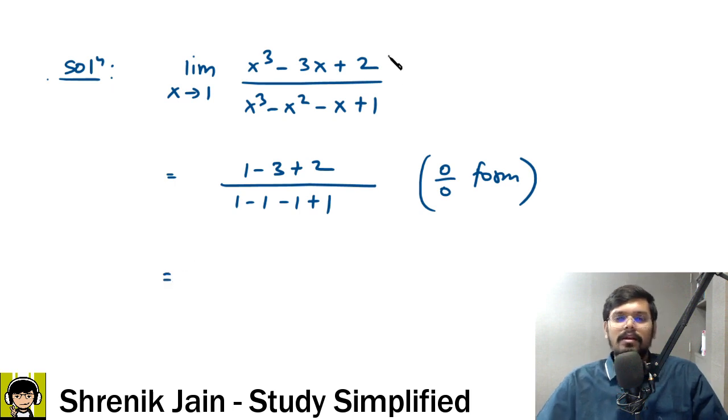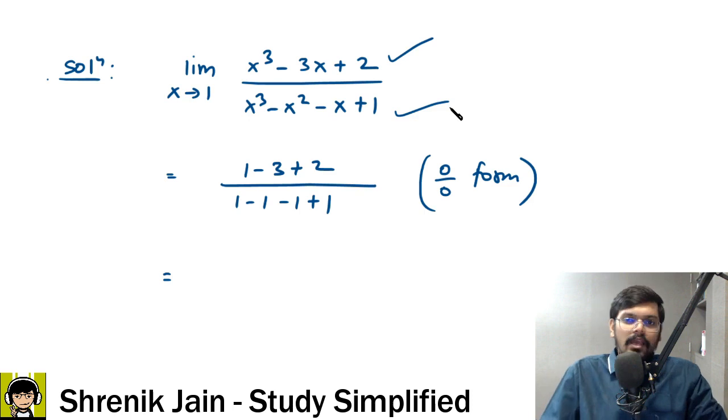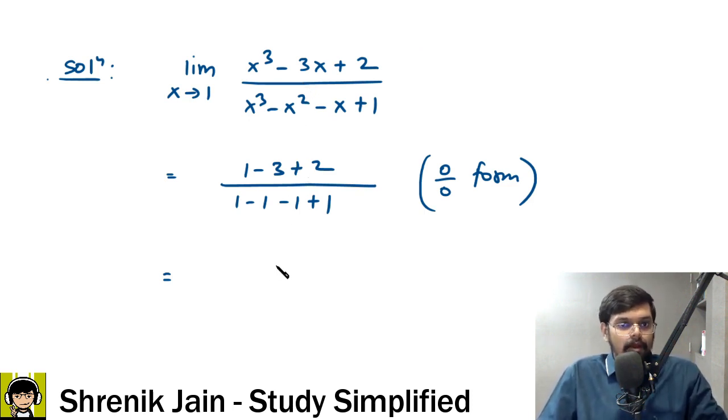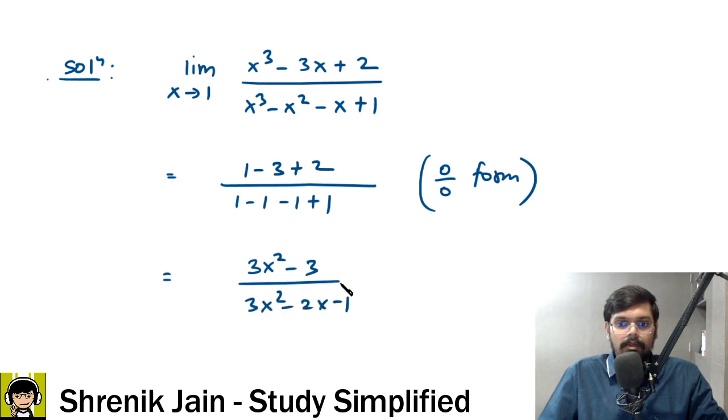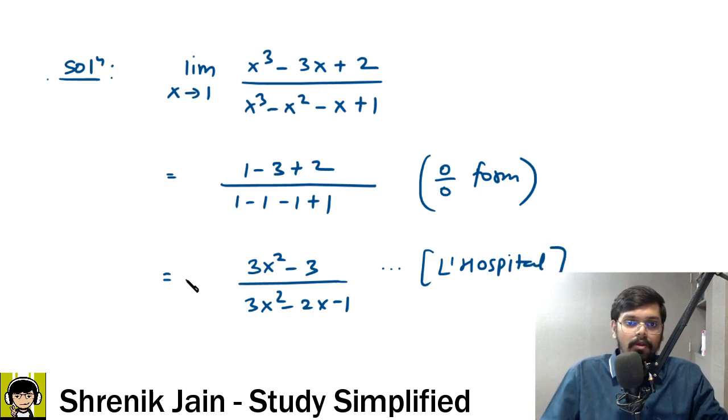L'Hopital says differentiate numerator separately, differentiate denominator separately. If I do that, what is the differentiation? Sir, it is 3x square minus 3 divided by 3x square minus 2x minus 1. Okay, so this is as per L'Hopital, but we write it as L hospital.